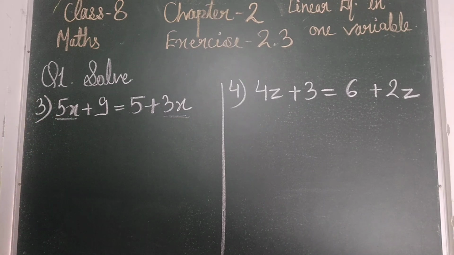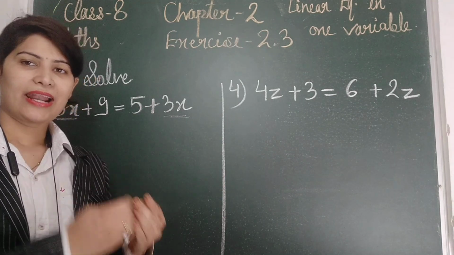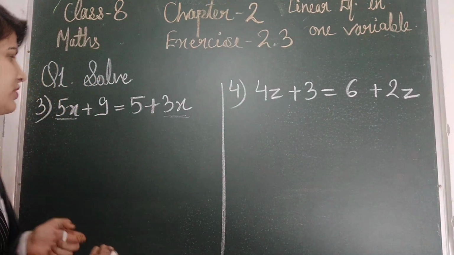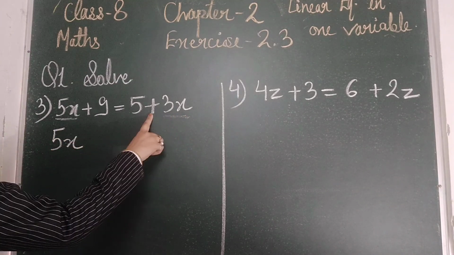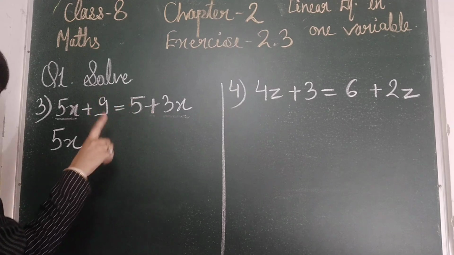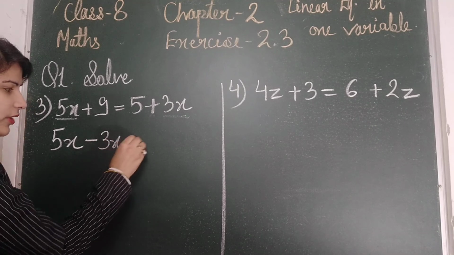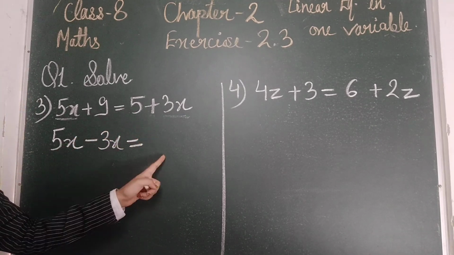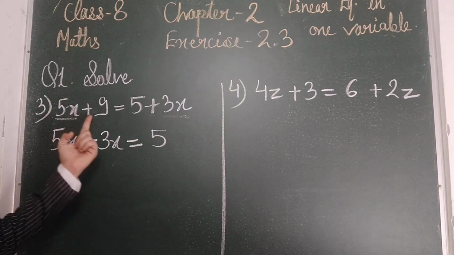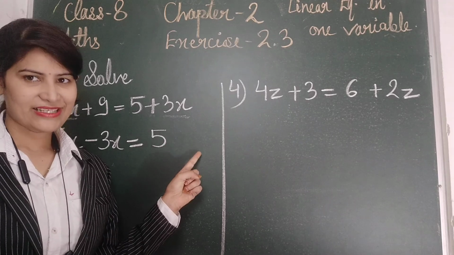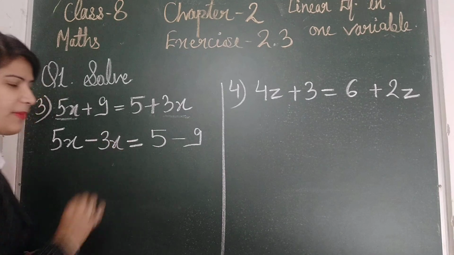So what do we have to do? Our first step is to transfer the variable to the left hand side and the number to the right hand side, okay. So 5x, here the sign is plus, so plus 3x will transfer to that side and become minus 3x, okay. Look very carefully. Now 5 is already here like this. What is the next step? Yes, plus 9 will convert on that side and become minus 9, because plus becomes minus, okay.